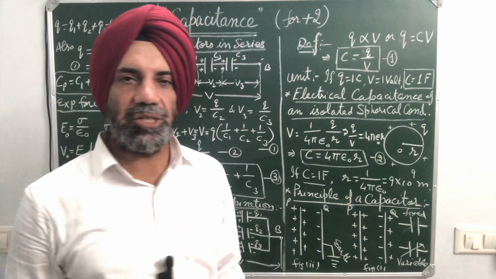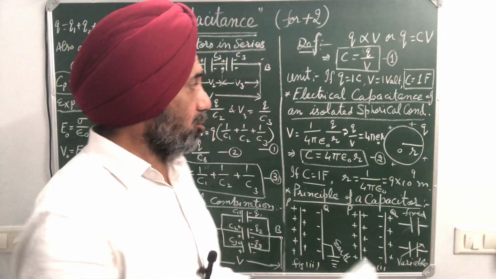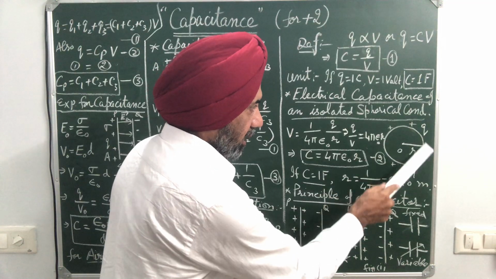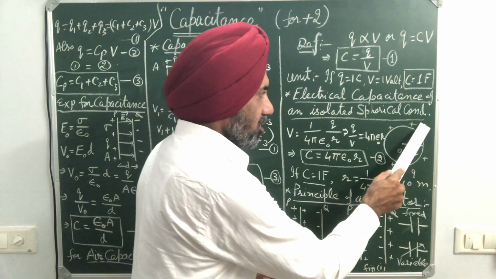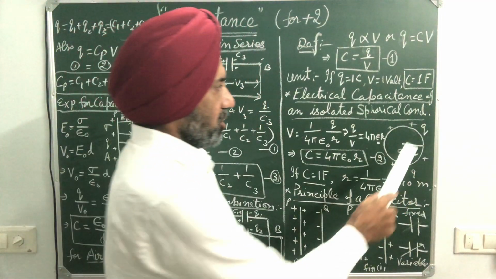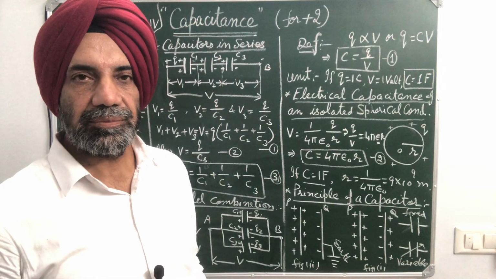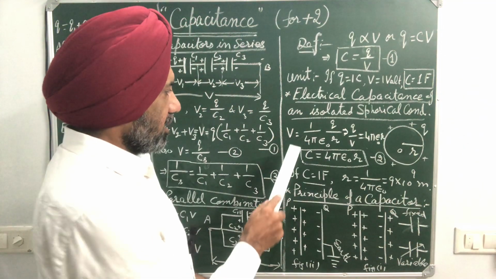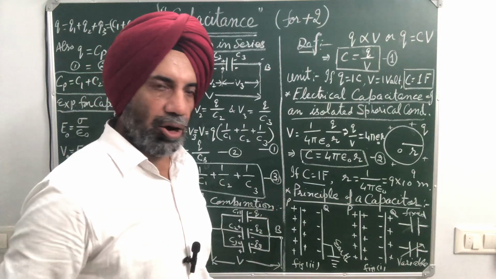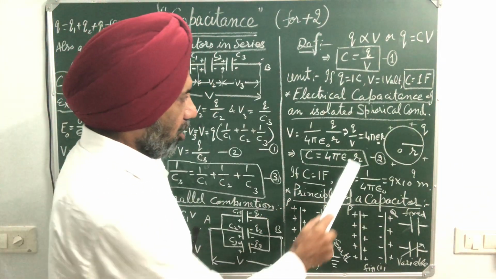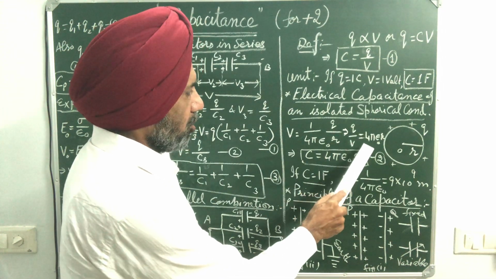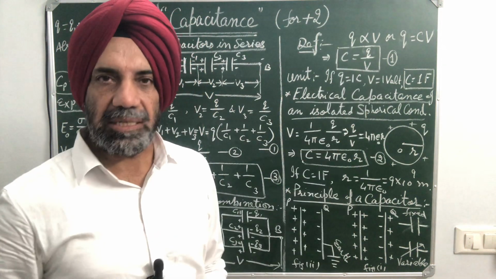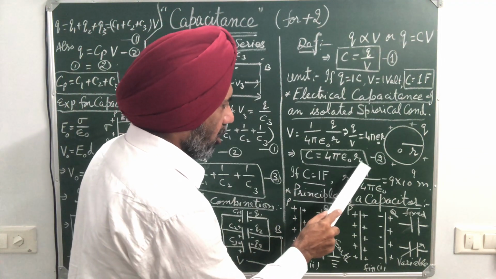Now let us derive the expression for the electrical capacitance of an isolated spherical conductor. Suppose we have an isolated spherical conductor of radius r. Let Q be the charge on the spherical conductor, because charge always resides on the surface of the conductor. Then we know that the potential V at the surface of the spherical conductor is given by V is equal to 1 over 4 pi epsilon naught Q upon r. This implies Q upon V is equal to 4 pi epsilon naught r, and by definition Q upon V is nothing but capacitance. So C is equal to 4 pi epsilon naught r.